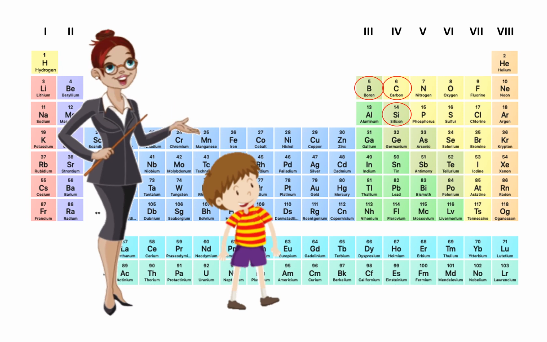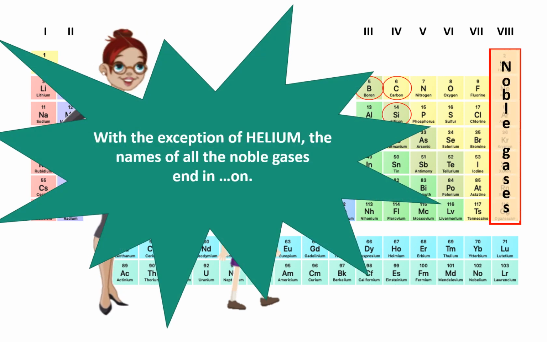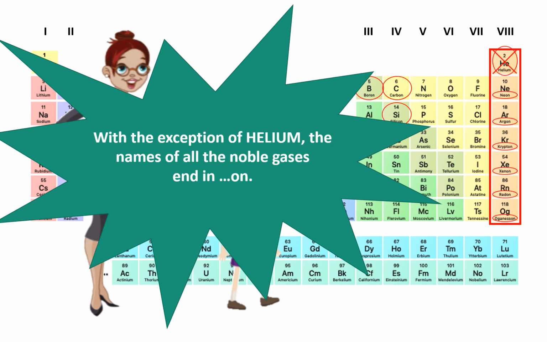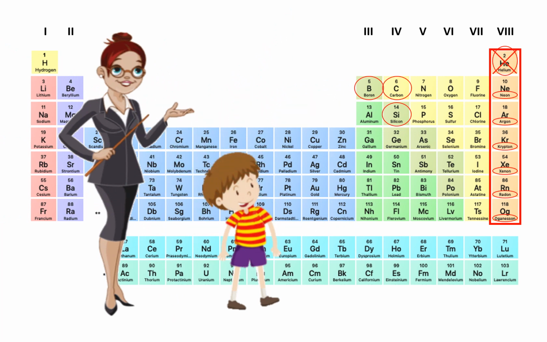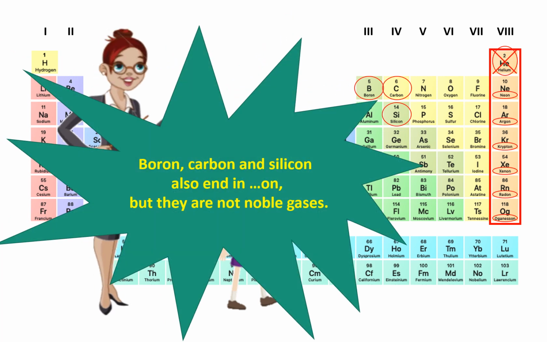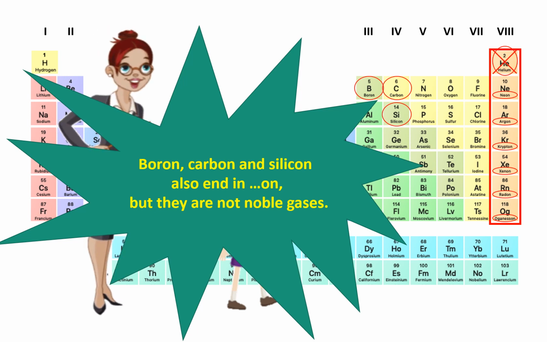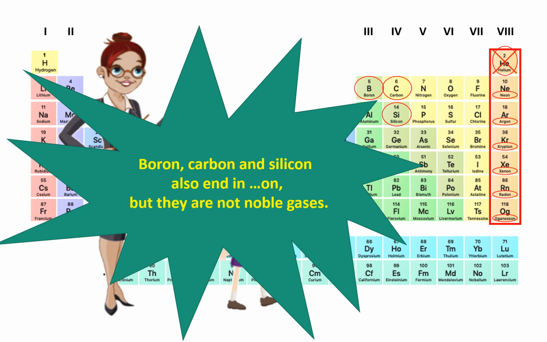So to summarize, with the exception of helium, the names of all the noble gases end in -on. And keep in mind that not every name that ends in -on is a noble gas. Boron, carbon, and silicon also end in -on, but they are not noble gases.